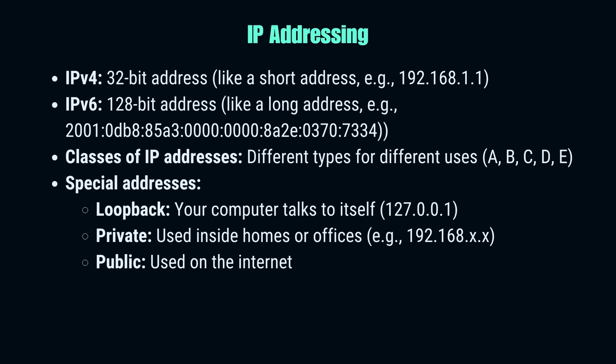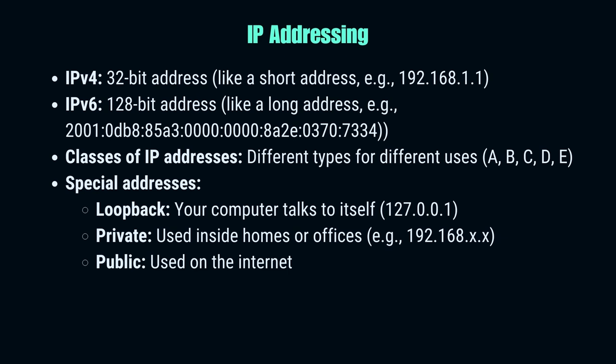IP addresses can be static, permanently assigned, or dynamic, temporarily assigned by a DHCP server. Most home devices use dynamic IP addresses, while servers often use static IPs. IP addresses are divided into classes, A, B, C, D, E, based on their first few bits. This classification helps in efficient routing and address allocation.